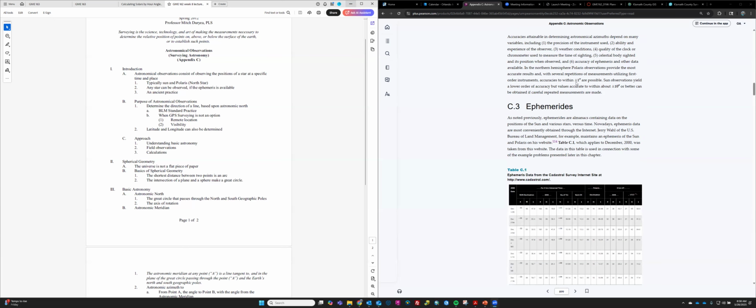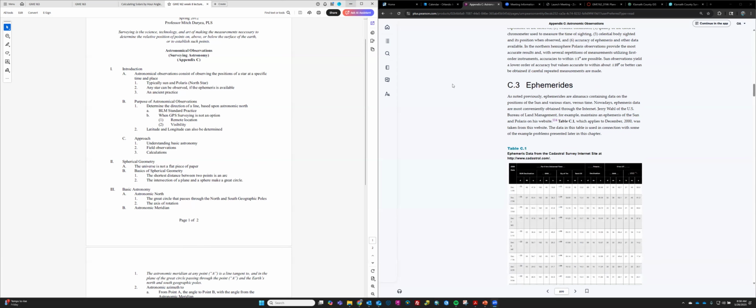In the northern hemisphere, Polaris observations provide the most accurate results, with several repetitions of measurements utilizing first order instruments, accuracies within plus or minus 1 second if possible. Sun observations yield a lower order of accuracy, but values within about plus or minus 10 seconds or better can be obtained if careful repeated measurements are made.